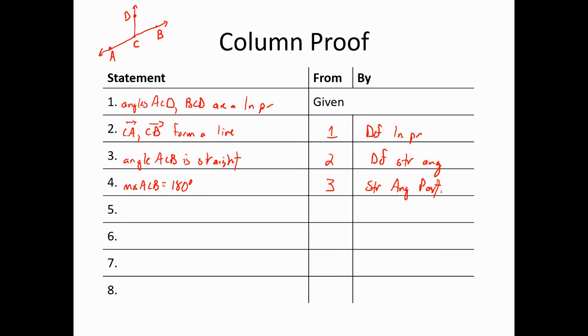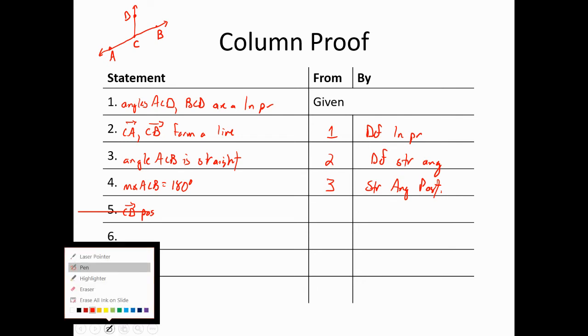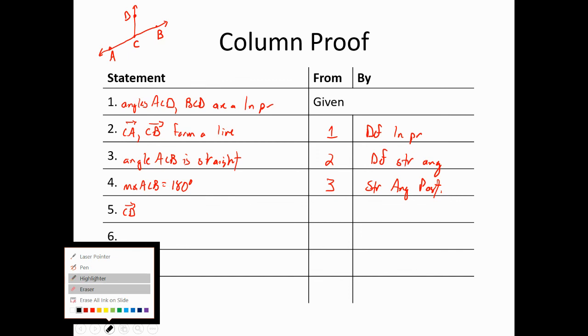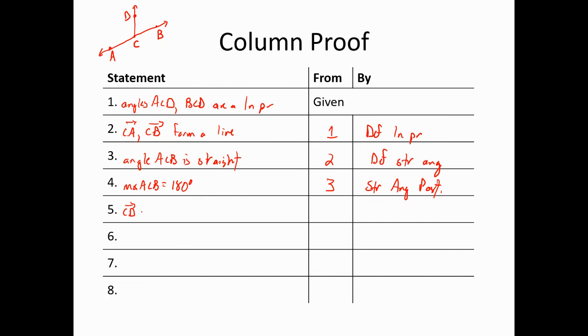So how are we going to do that? Well, CD, you must say this. Oops, I hate when that happens. So we must say that CD passes through the interior of angle ACB. And how do we know that to be true?